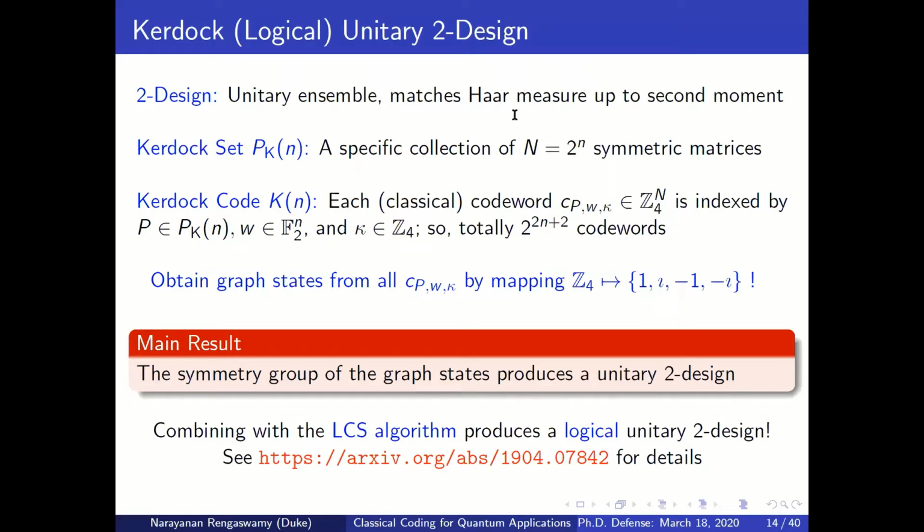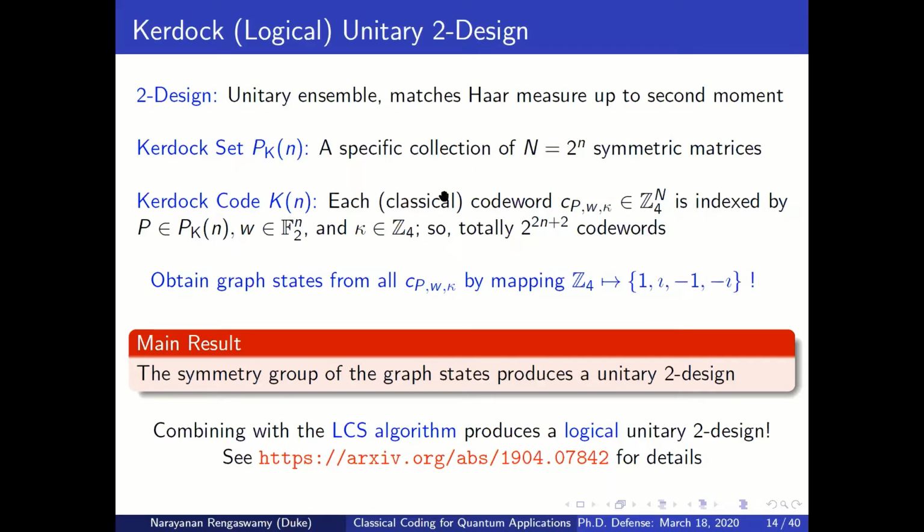So the full group of unitary matrices is huge, and you can think of the Haar measure as just the uniform distribution on the full unitary group. And the 2 design says that if you only care about the first and second moment, then you don't need all unitaries. You just need a subset of unitary matrices that satisfy this property. Again, this is very useful in benchmarking, and we actually use some classical codes to construct such a 2 design. So I just want to briefly mention that.